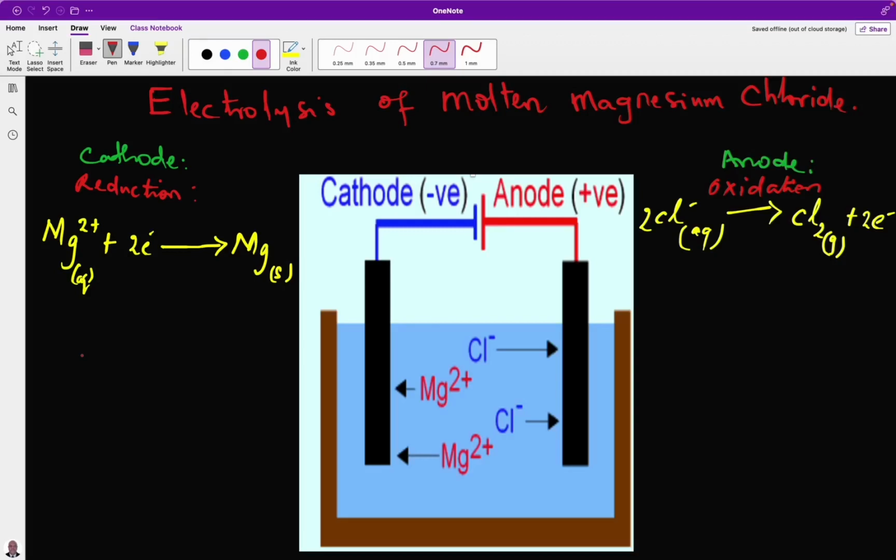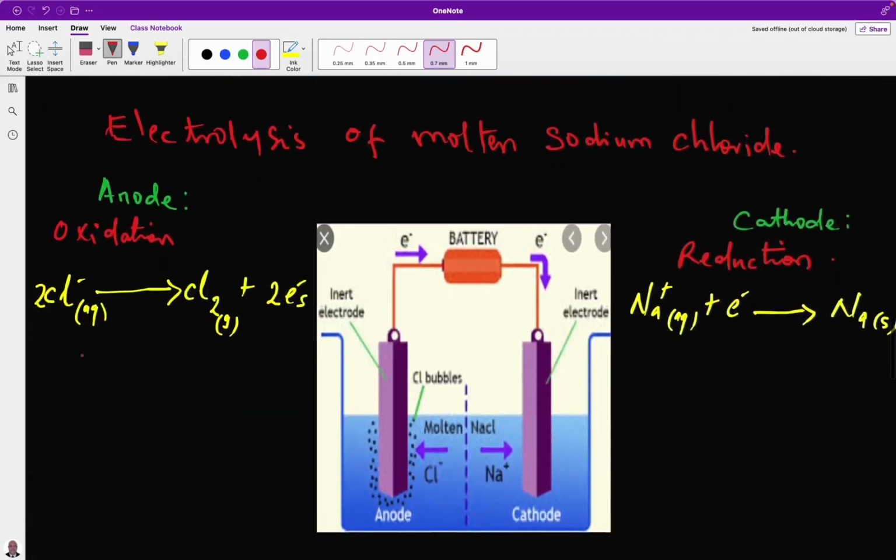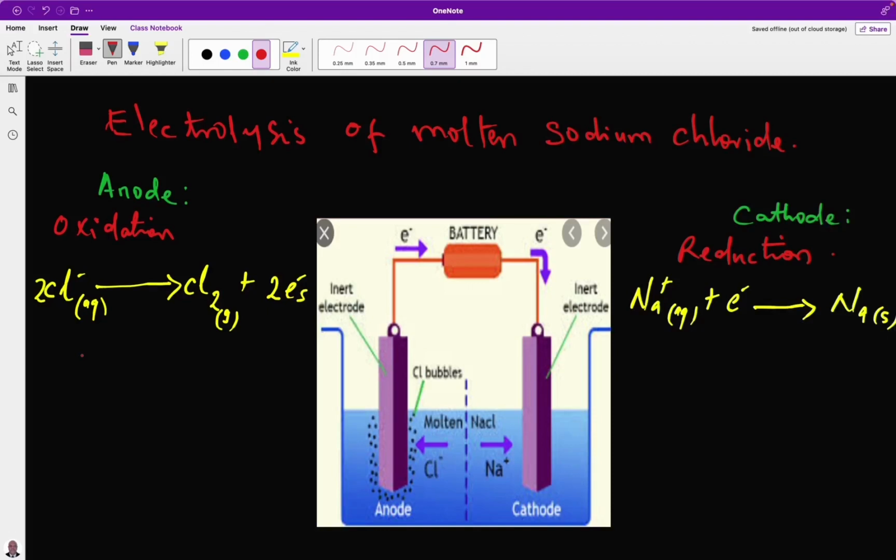Meanwhile, at the anode, the anions will lose electrons and are released as gas. For example, in the case of the chloride ion, chloride is released as chlorine gas. We went further to the electrolysis of molten sodium chloride, which is the same procedure as for magnesium chloride.